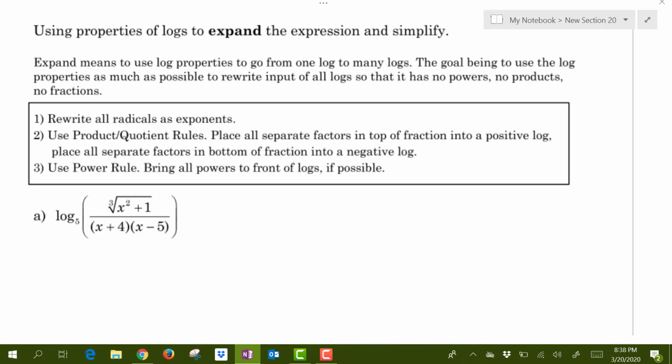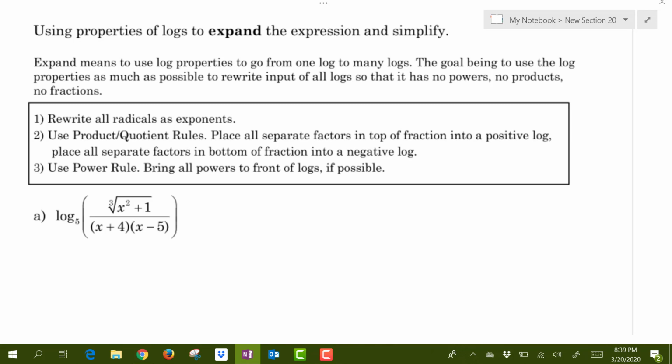Alright, the last part of log properties is talking about using all of those log properties that we talked about to expand and to condense. The first thing we're going to look at is using properties of logs to expand the expression and simplify. When we say expand, we mean to use log properties to go from one log to many logs. The goal is to use log properties as much as possible to rewrite the input of all the logs so that no log has a power, no log has a product, and no log has a fraction.